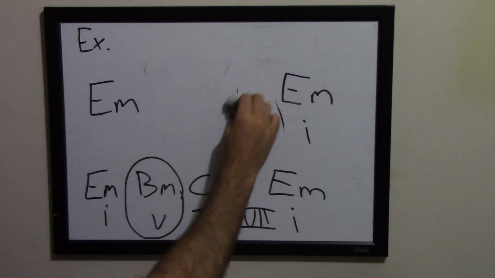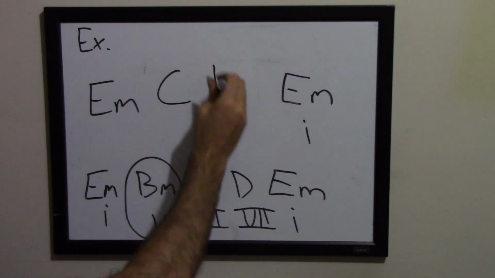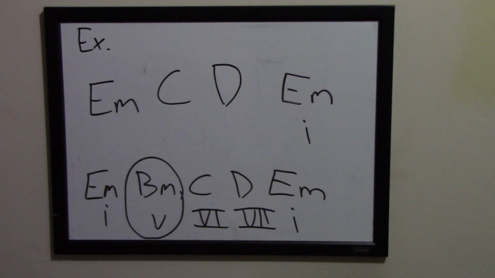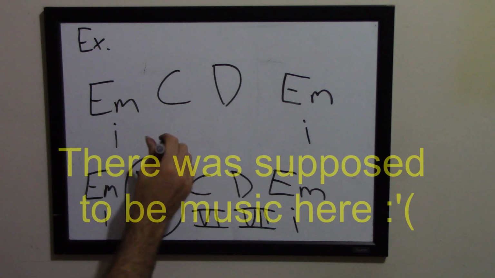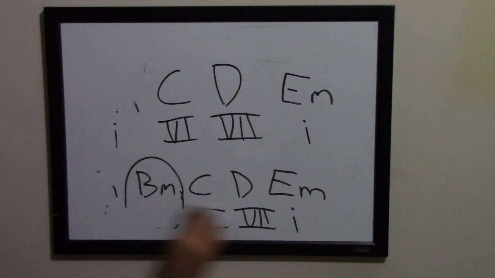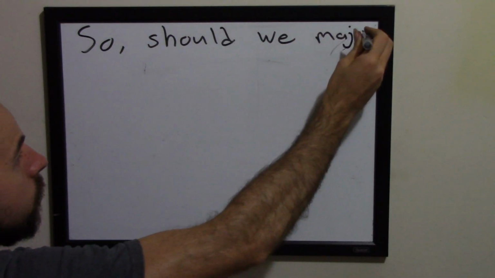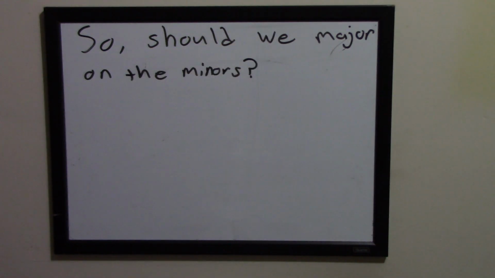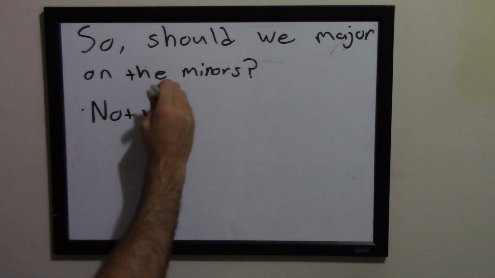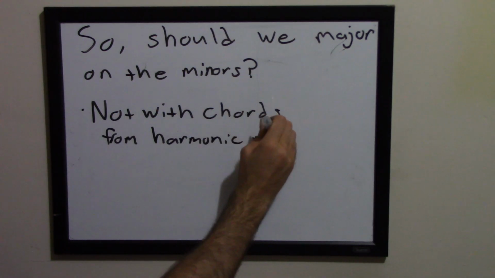One more example. We can take an E minor, a C, a D, and an E minor. What does that give us? 1, 6, 7, 1. 1 minor, 6 major, 7 major, 1 minor. So as for the question I asked earlier, is it ever okay to just think about the minor chord in the major? Well, if you're using those weird chords that come out of the harmonic minor scale, I highly doubt that thinking in the major key will ever be useful in any way, shape, or form.